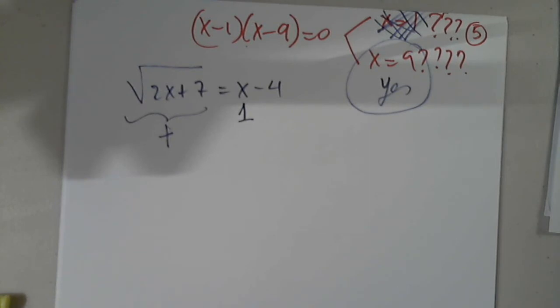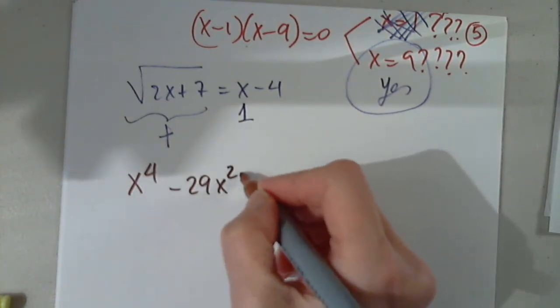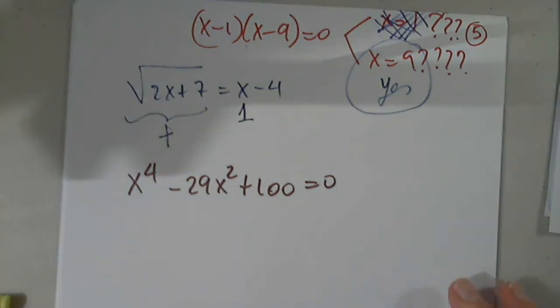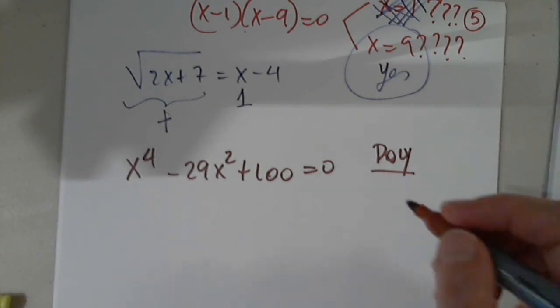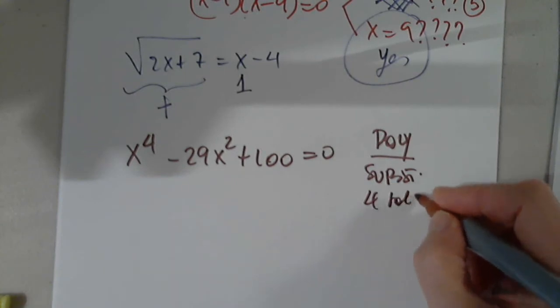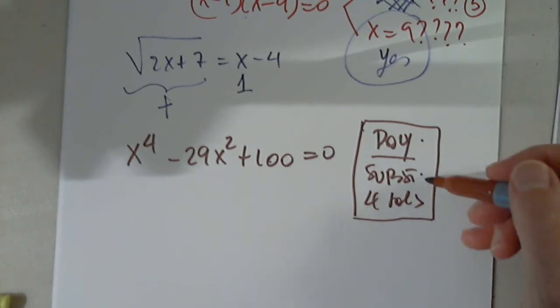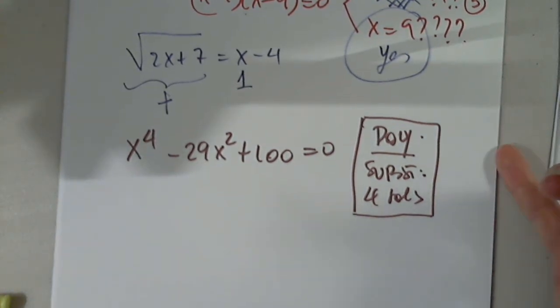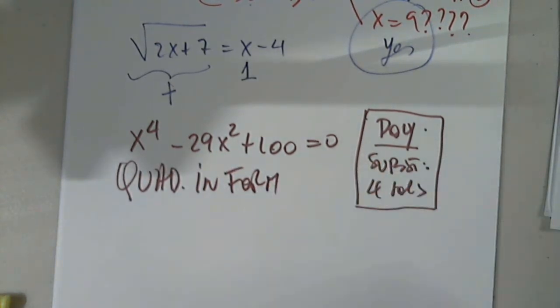Can we do number 6? Yes, number 6. Solve the equation by making an appropriate substitution. Very good. So this is x to the 4th minus 29x squared plus 100 equals 0. Make myself a note. Polynomial, also substitution, or quadratic in form, 4 solutions. This is my note to myself. Don't forget, it's polynomial, but you will use substitution, or it's quadratic in form. And 4 solutions, I have to get 4 solutions.